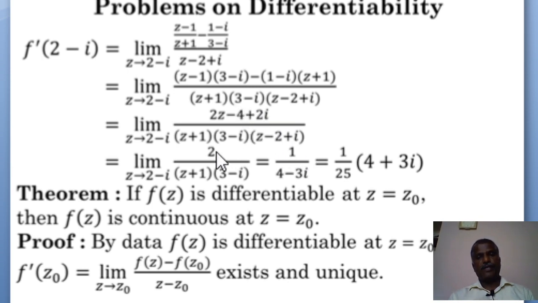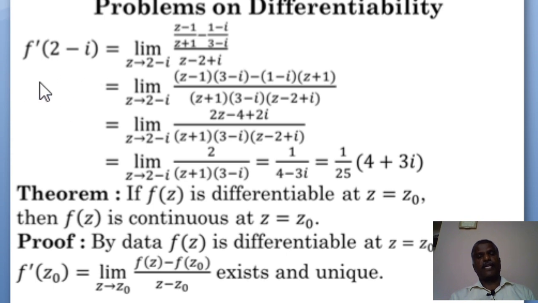So we get 2 by (z plus 1, 3 minus i). After substituting the limit, we get 1 by 25 into (4 plus 3i). So this is the derivative of f of z at z equal to 2 minus i.